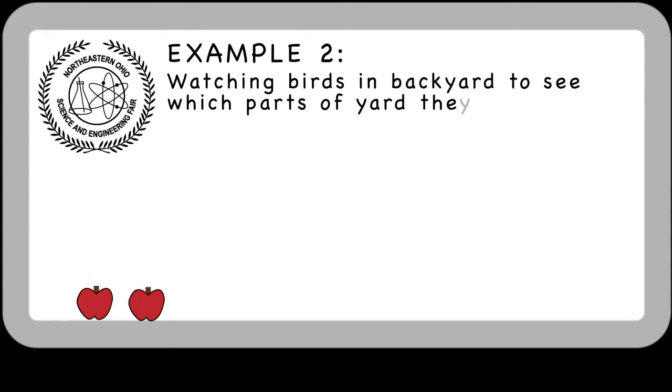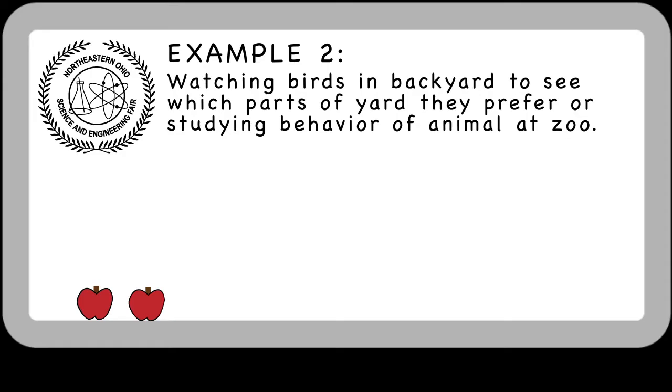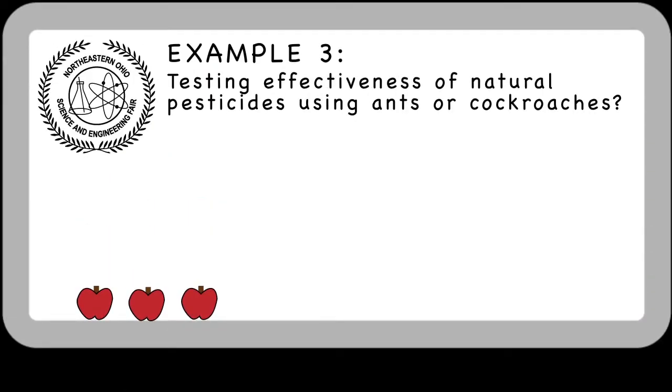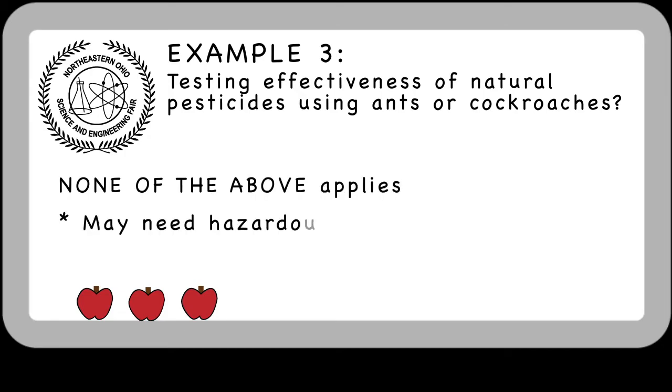Let's say you're watching birds in your backyard to see which parts of the yard they seem to prefer. Or maybe you're studying the behavior of an animal at the zoo. These are examples of non-invasive and non-intrusive observational studies. What if you were testing the effectiveness of natural pesticides using ants or cockroaches? Since neither of those are vertebrates, none of the above applies, but be aware you may need hazardous agents forms.